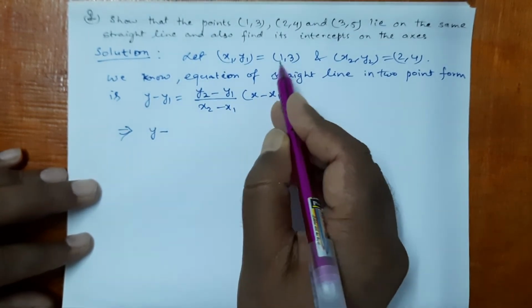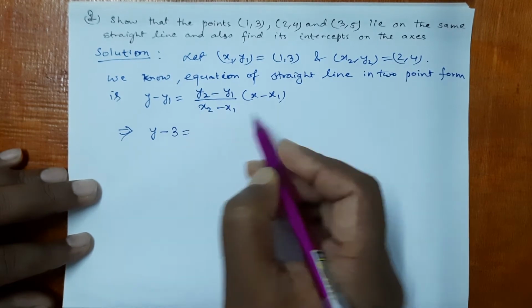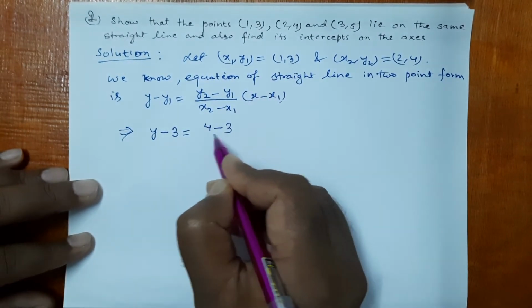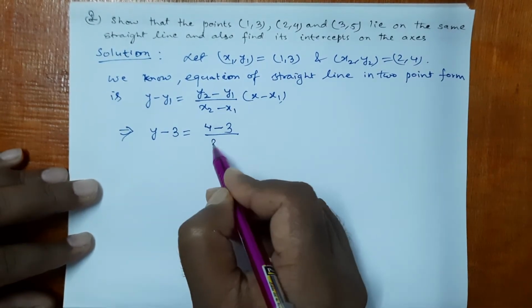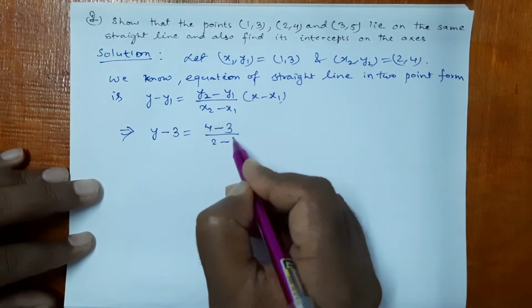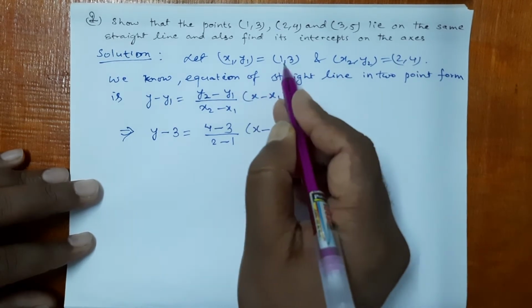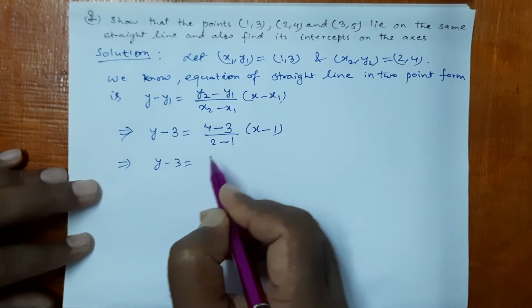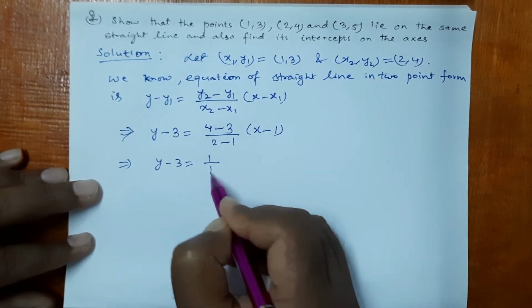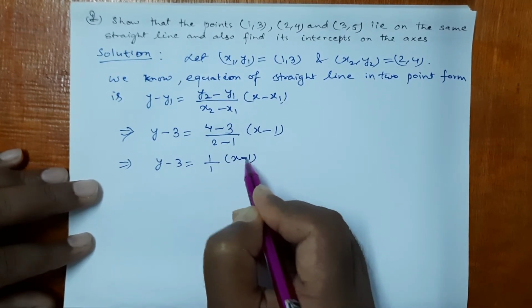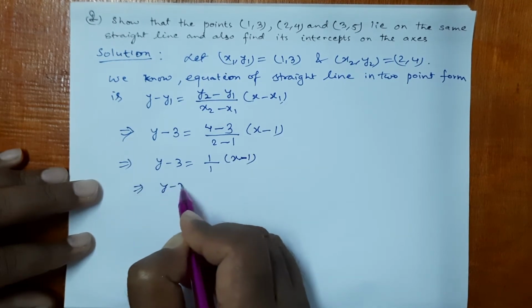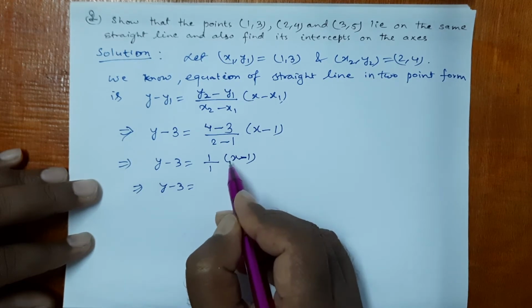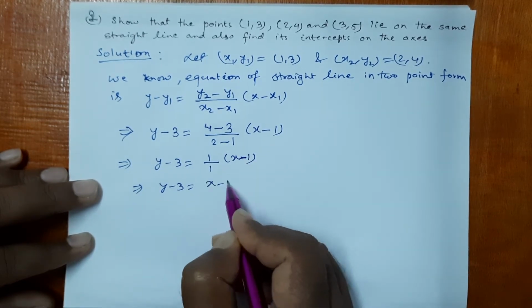y minus y1: the y1 value from here is 3, y2 is 4, x2 is 2, and x1 is 1, so x minus x1 is x minus 1. Now y minus 3 equals 4 minus 3, which is 1, over 2 minus 1, which is 1, times x minus 1. This implies y minus 3 equals 1 divided by 1, which is 1 itself, times x minus 1, that is x minus 1.